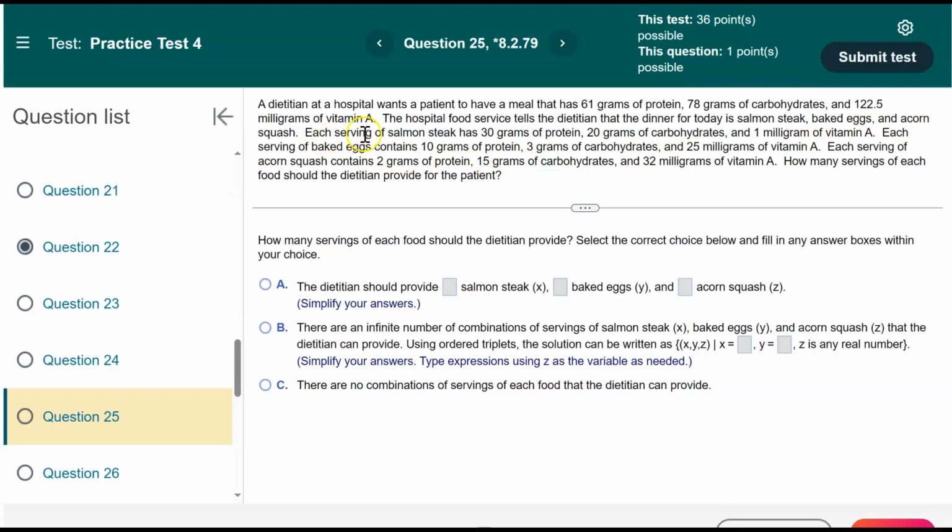squash. Each serving of salmon steak has 30 grams of protein, 20 grams of carbohydrates, and 1 milligram of vitamin A. Each serving of baked eggs contains 10 grams of protein, 3 grams of carbohydrates, and 20 grams of vitamin A. Each serving of acorn squash contains 2 grams of protein, 15 grams of carbohydrates, and 32 grams of vitamin A. How many servings of each food should the dietitian provide for the patient?